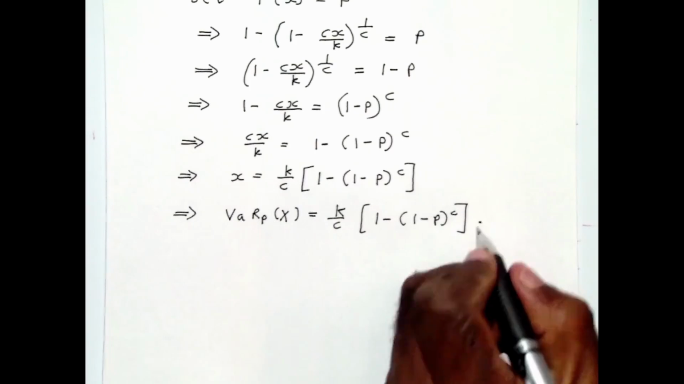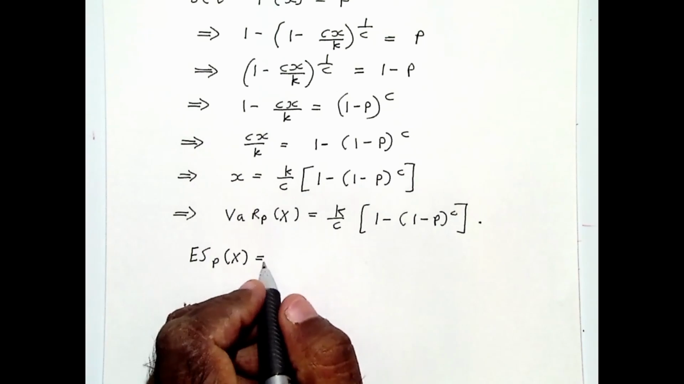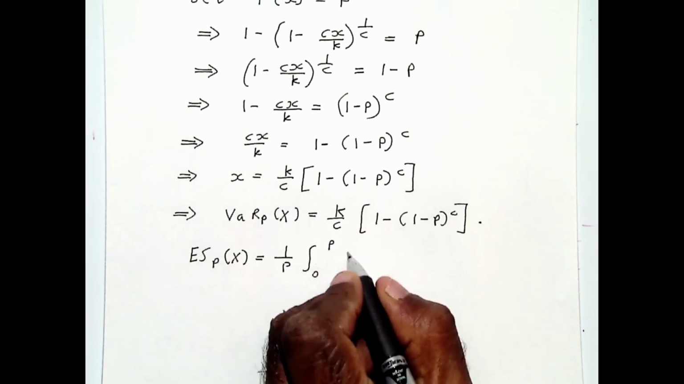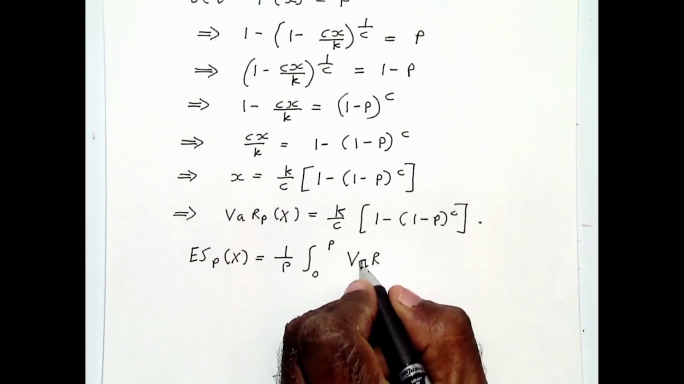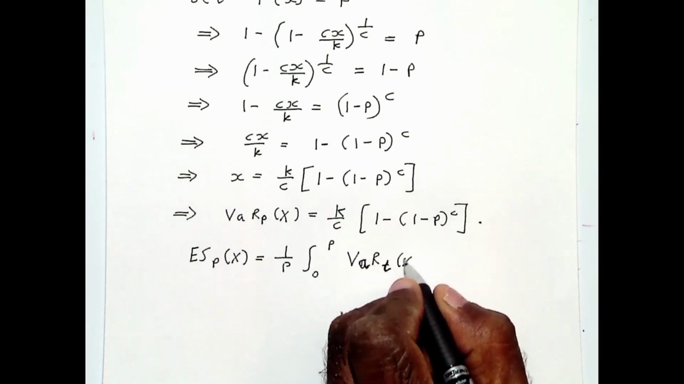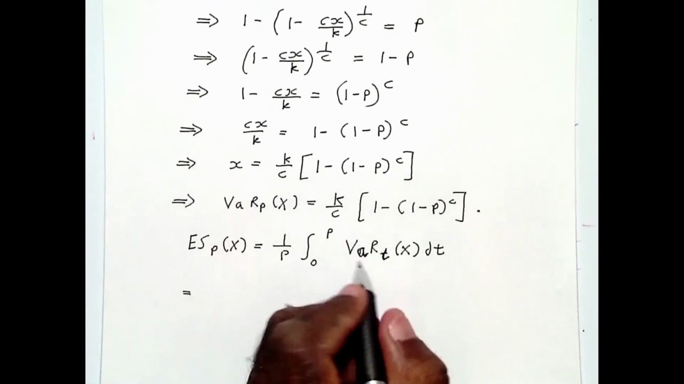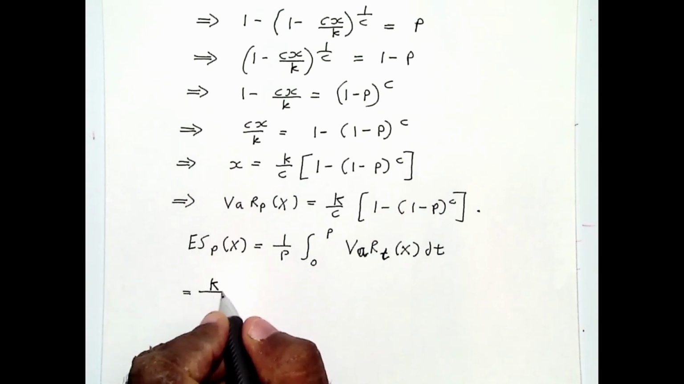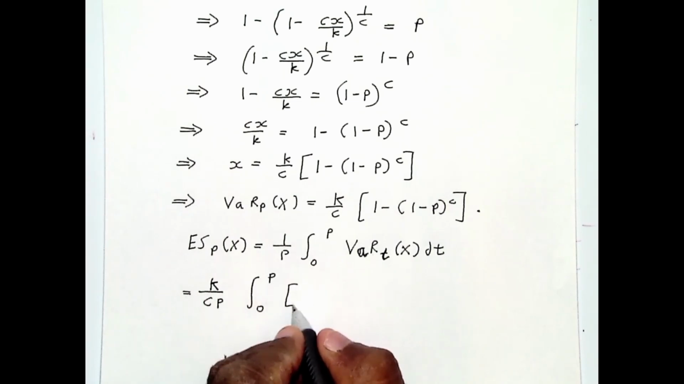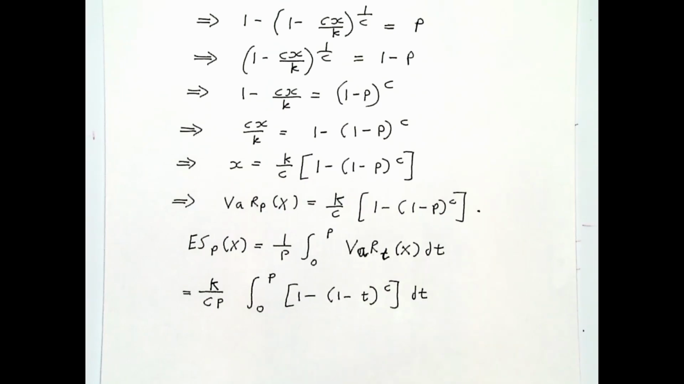All right, now in order to find the expected shortfall, we use the familiar formula, the integral of VaR_t(X) dt. So if you sub this here, you get k divided by c times p, then the integral from 0 to p of (1 minus t) power c dt, right?